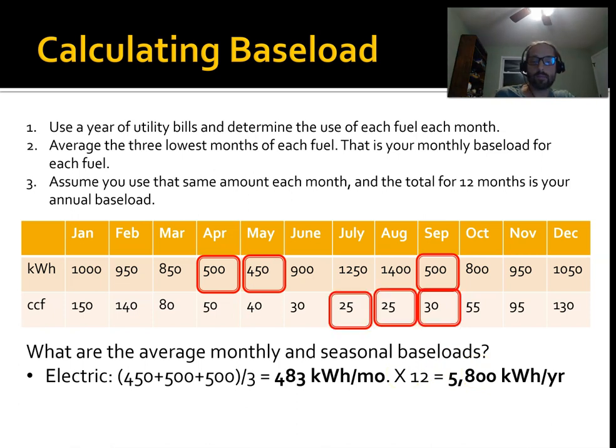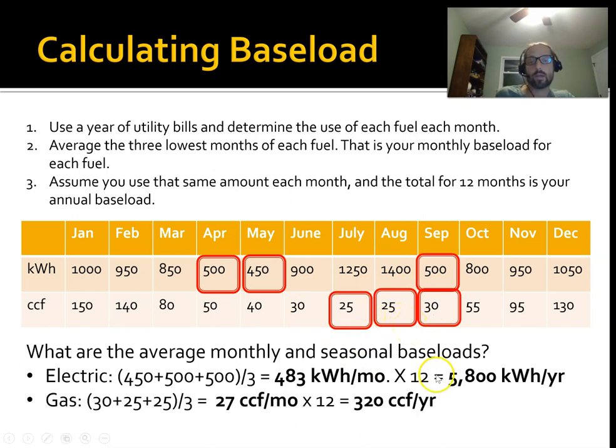For gas, the 3 lowest months, and it doesn't matter, you can see we have 25, 25, and 30. It doesn't matter if you take this 30 here or that 30 there. It's still the 3 lowest months are 25, 25, and 30. So you take those 3, average them out, you get 27. So I get 27 CCFs per month as my average base load, times 12 is 320 CCFs per year as my annual base load. And it's really that simple.